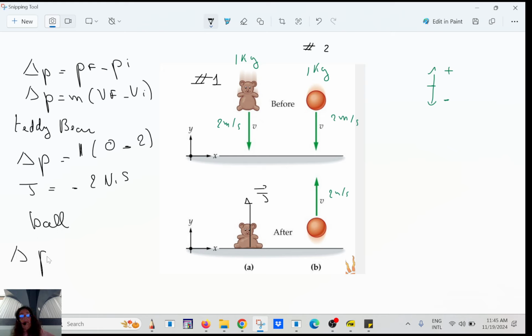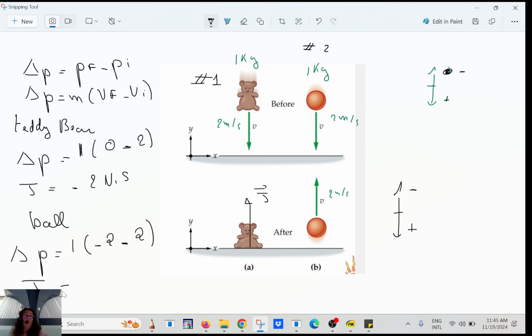So the change in momentum will be, what's the final velocity here? I made a mistake. Down is plus. I'm going to take down as plus and up as minus, because I said this was plus. To be consistent, down is plus and up is minus. So what's the final velocity? Negative 2. Very good. Minus, what's the initial velocity? 2.